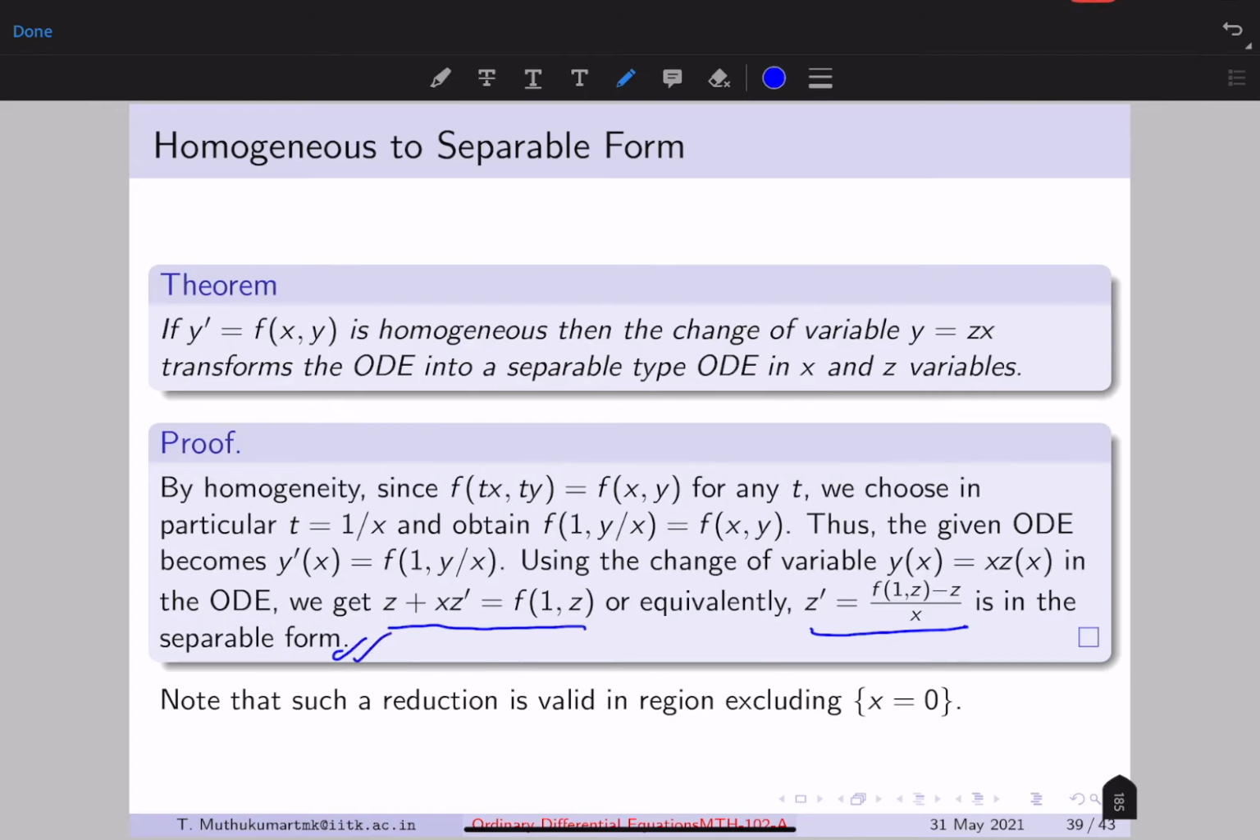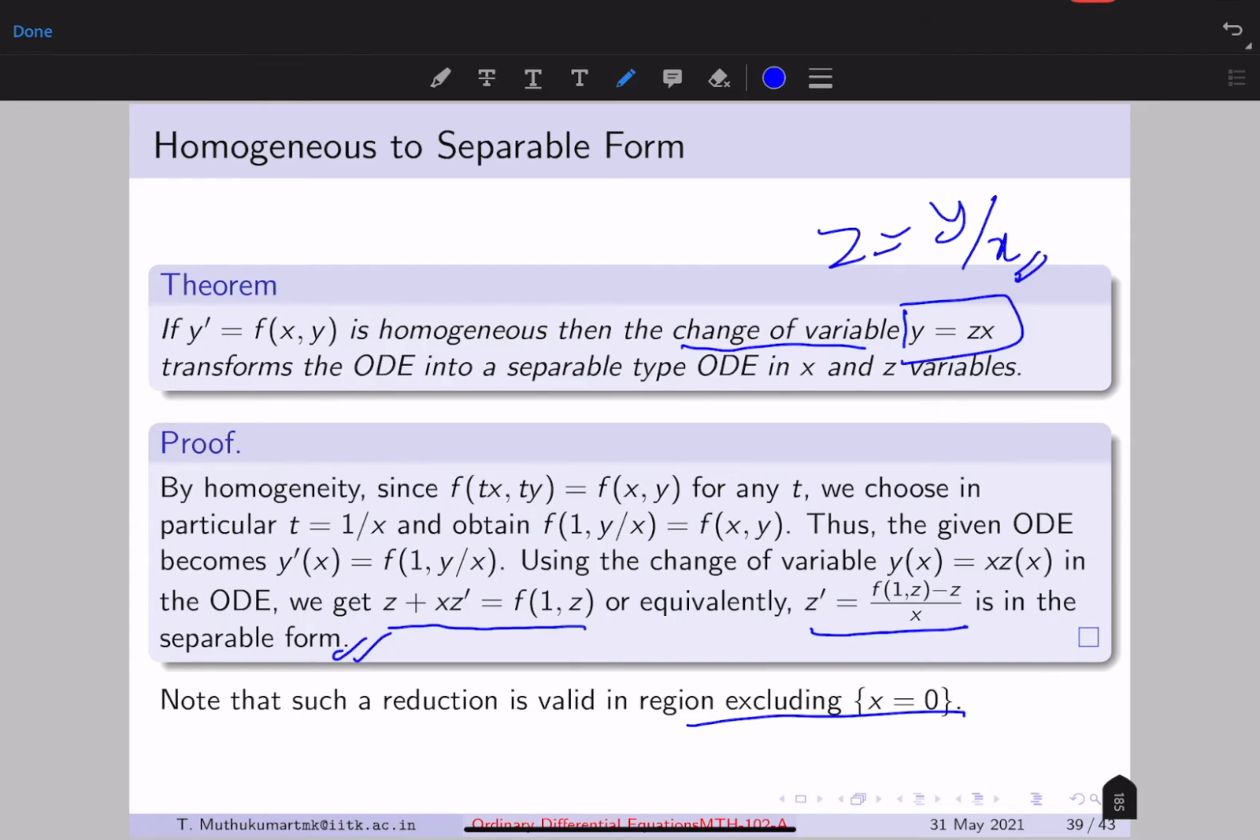The only catch here is that since we used the substitution z equal to y over x, and x is in the denominator, we have to ensure that whenever we do this change of variable, we are outside the region where x is 0. So we have to exclude the region where x is 0. We can't divide by 0. So this transformation is possible as long as you are in an interval which does not contain 0.